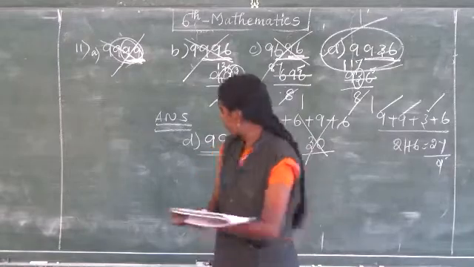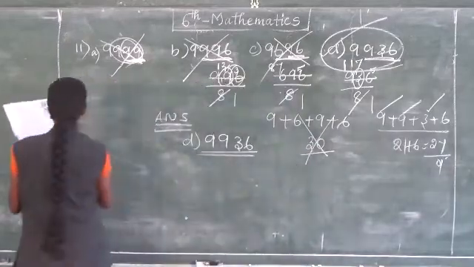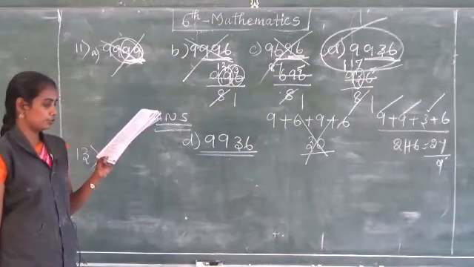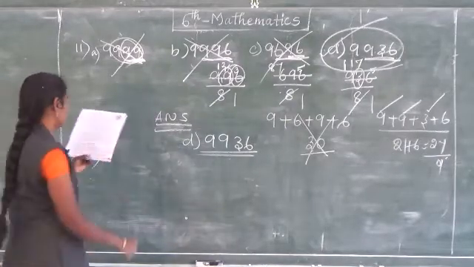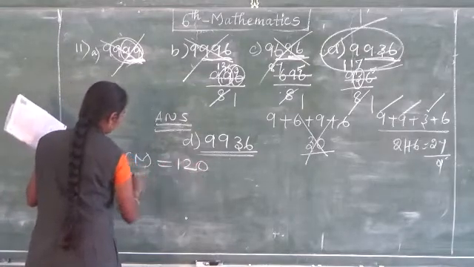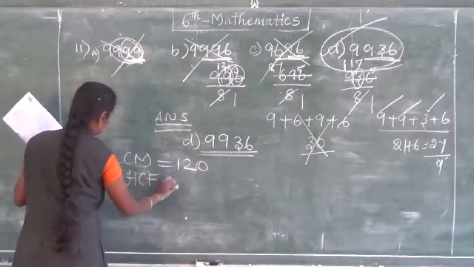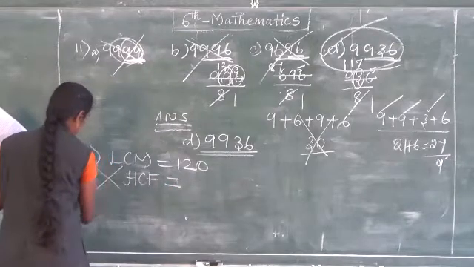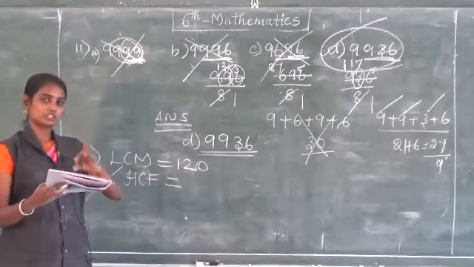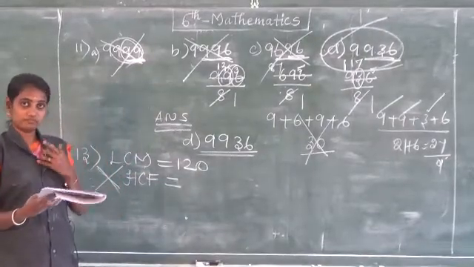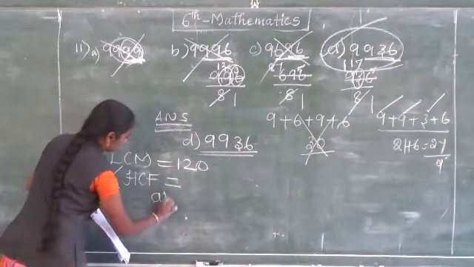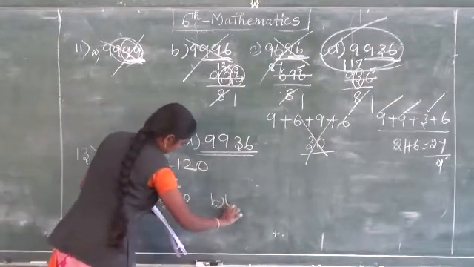Now the question number 13. Which of the following cannot be the HCF of 2 numbers whose LCM is 120? LCM is 120. We are going to find out the HCF which cannot be. Which cannot be means, of the 4 options given, it should not be a factor of the 120.